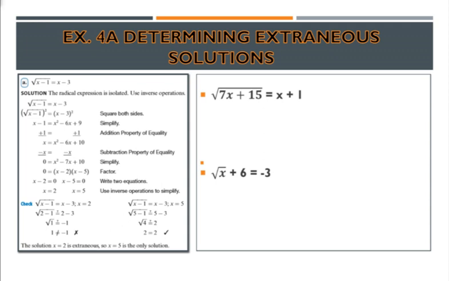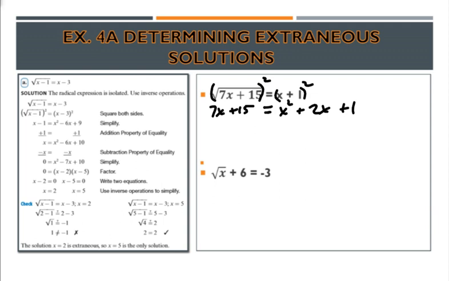So here I have square root of 7x plus 15 equals x plus 1. I need to get rid of this radical, so I'm going to square this side. So that gives me 7x plus 15 equals this side. I have to square this side as well. So if I use FOIL, x times x is x squared. 1x plus 1x is 2x. And 1 times 1 is 1. So that's what I have here.